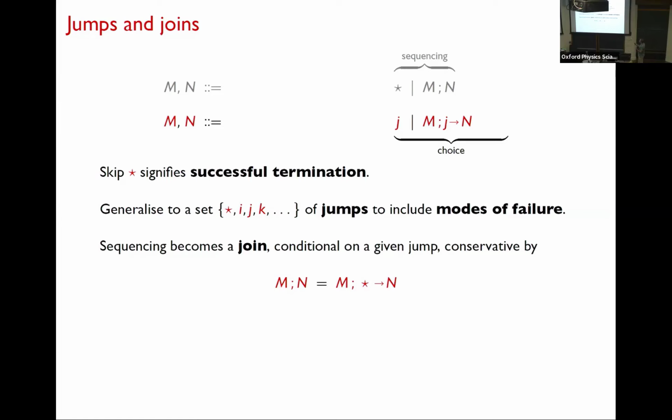So sequencing, or a join, says evaluate M, and if it exits with J, then continue as N. Otherwise, we discard the continuation. And again, we make it conservative because the skip was already there. We kept the skip and we write sequencing for continue with success, join with success.